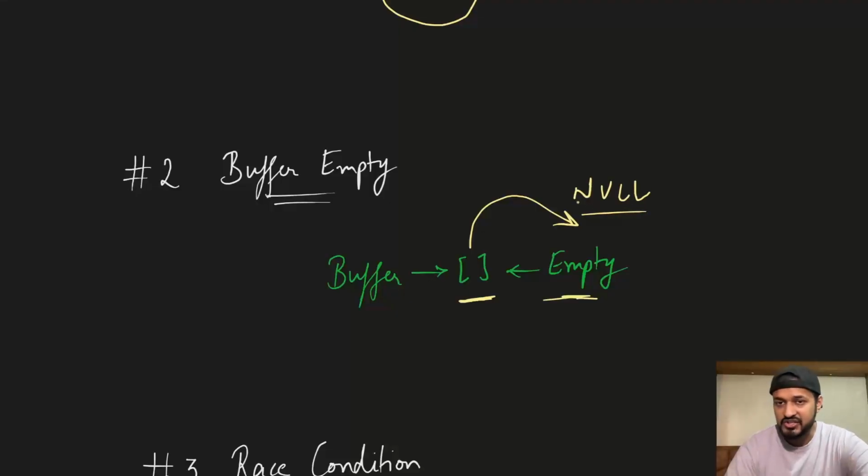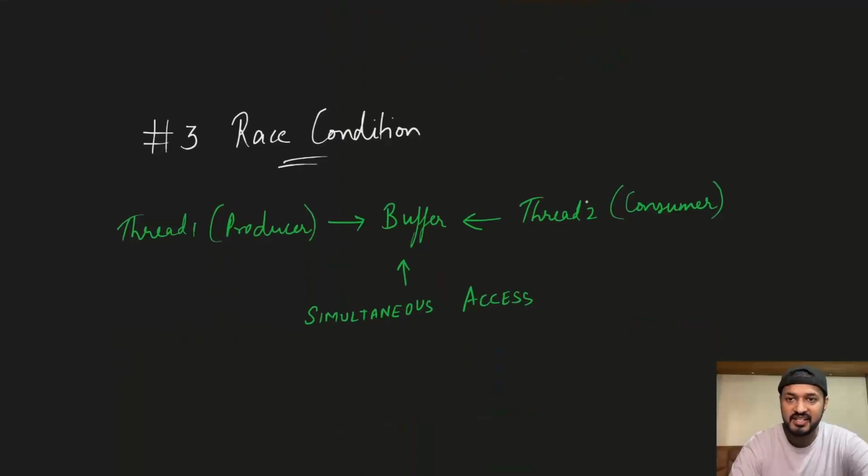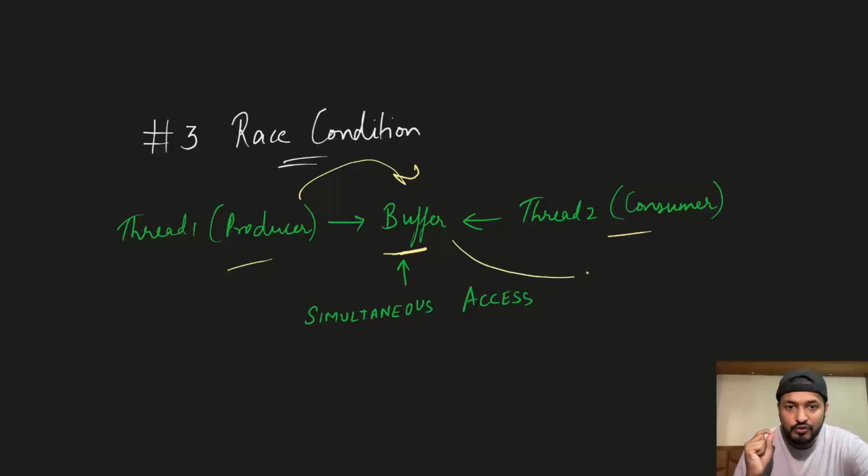The third condition which we need to handle is the race condition. What happens when producer and consumer access the buffer at exactly the same time? Producer is adding an item and consumer is removing an item, both at the same nanosecond. This can lead to data corruption, inconsistent state, and bugs that only appear under heavy load and are nearly impossible to reproduce. So this is the most important condition we need to handle, the simultaneous access condition, correct?